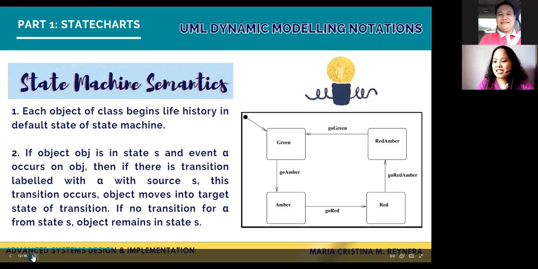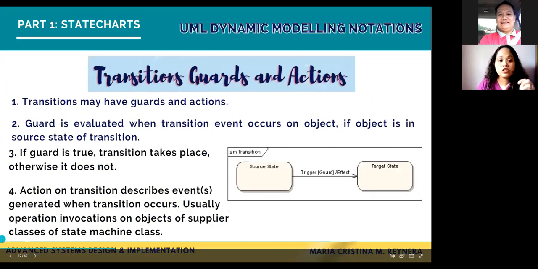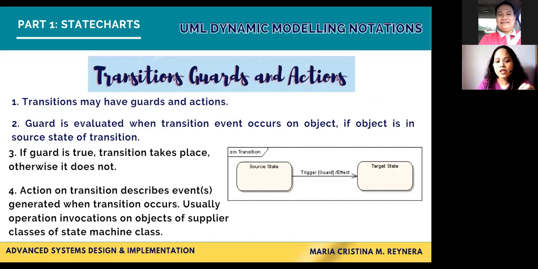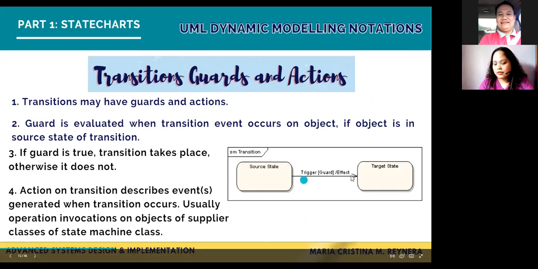Okay, next is, of course, what you call transitions, guards and actions. Transitions from one state to another are denoted by lines with arrows. So this is the one. A transition may have a trigger or guard or an effect.